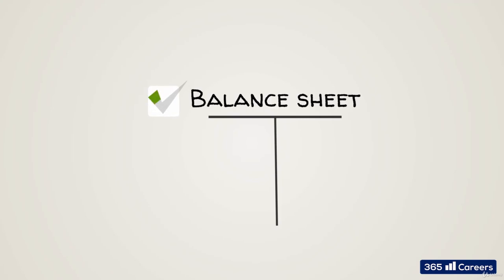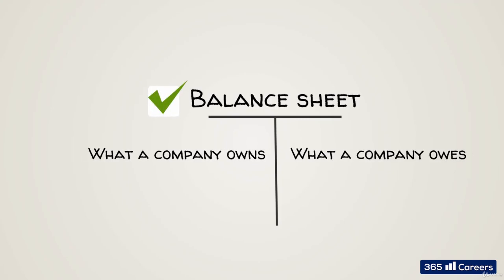As we said before, a balance sheet is a statement that shows what a company owns and owes. Every balance sheet has two sides. On one side are the firm's assets, what the company owns. And on the other side are the company's liabilities and equity, what the company owes. It is important to remember that assets stand on the left and liabilities and equity are on the right side.